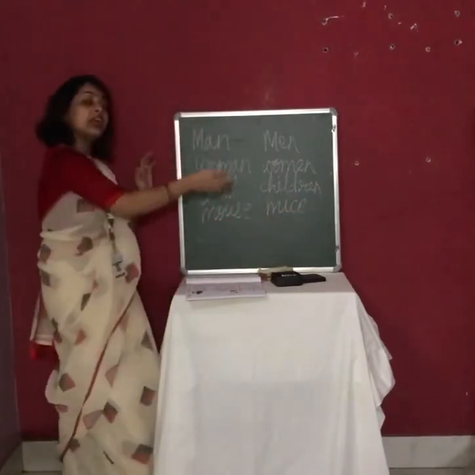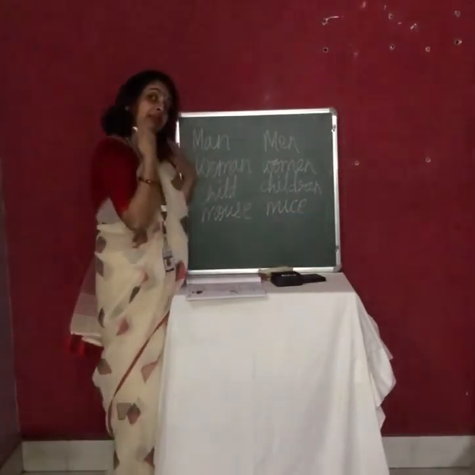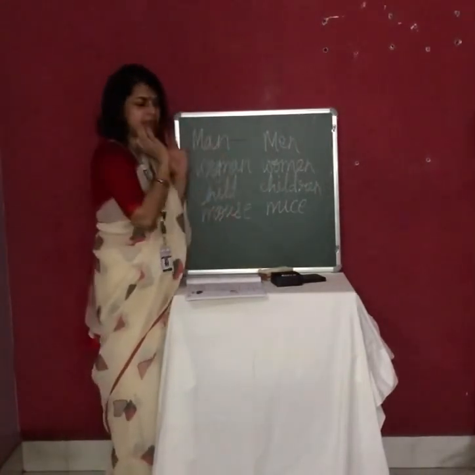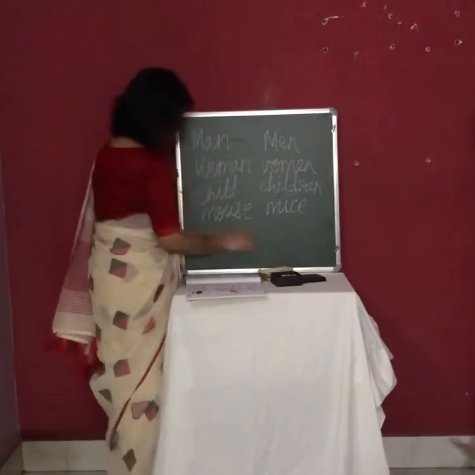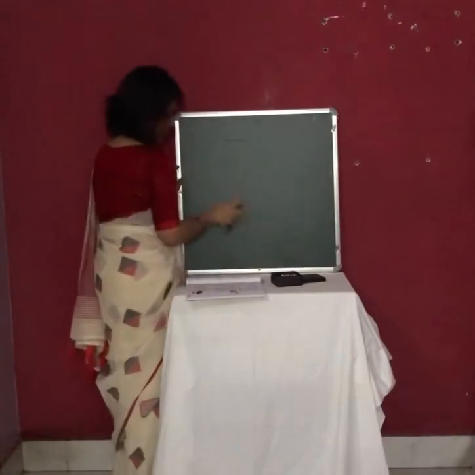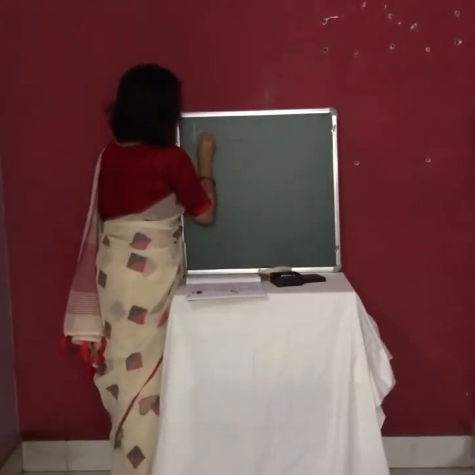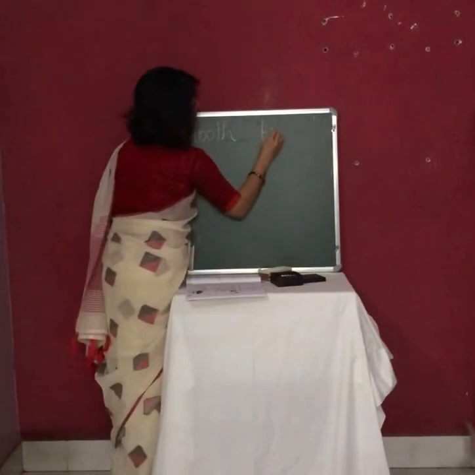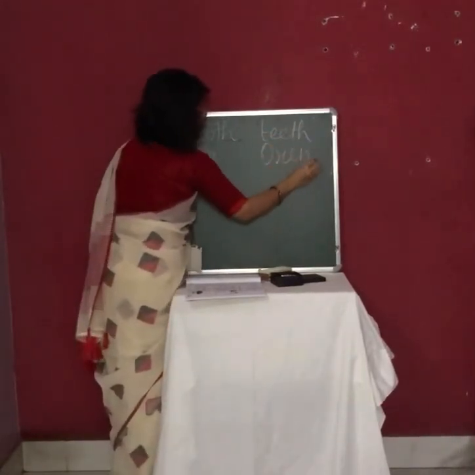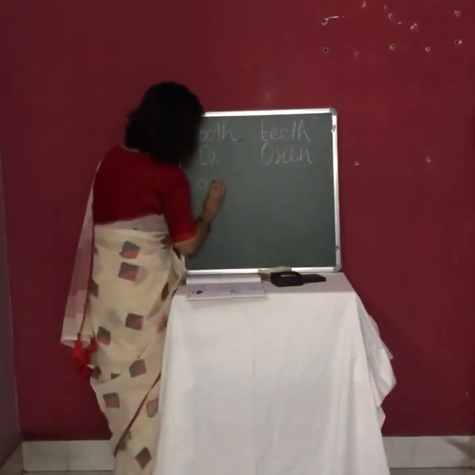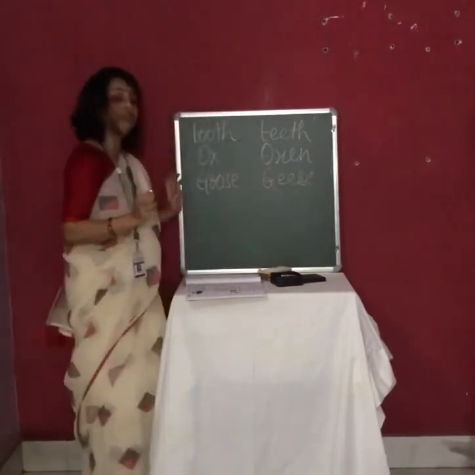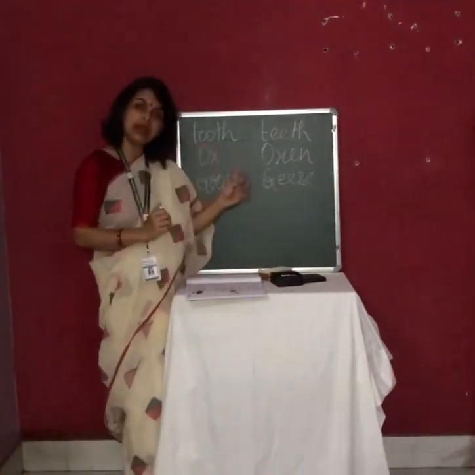So these are irregular nouns. They are something exceptional. They do not go with the standard form. They are slightly different. Similarly, tooth will become teeth. Ox will become oxen. Similarly, goose will become geese.